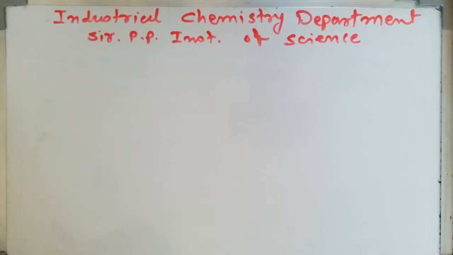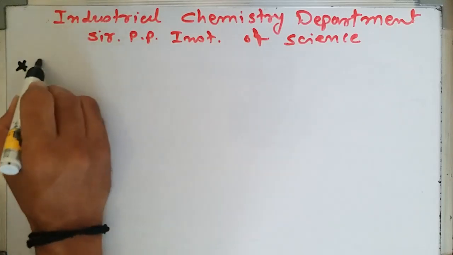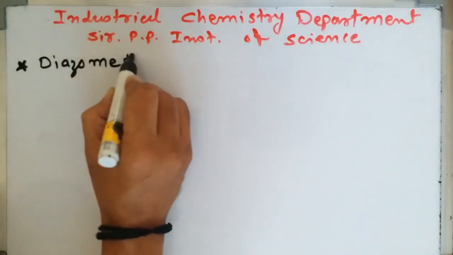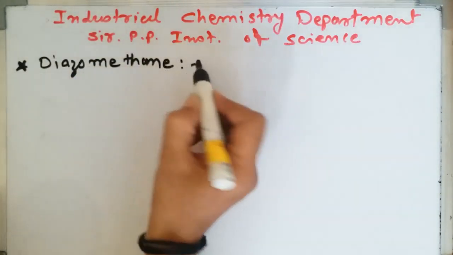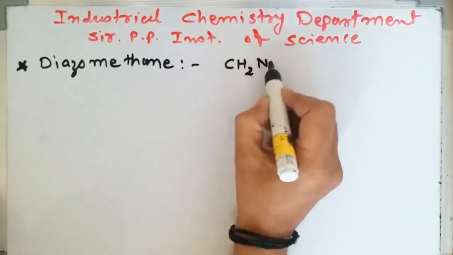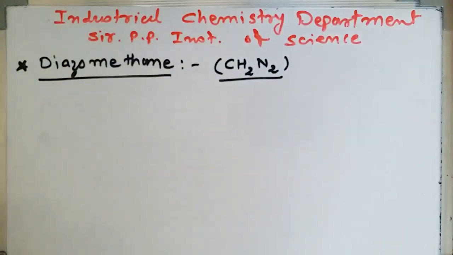We continue with our unit 4 and our next compound is diazomethane, which formally we write as CH2N2. First of all, we see the preparation of diazomethane.